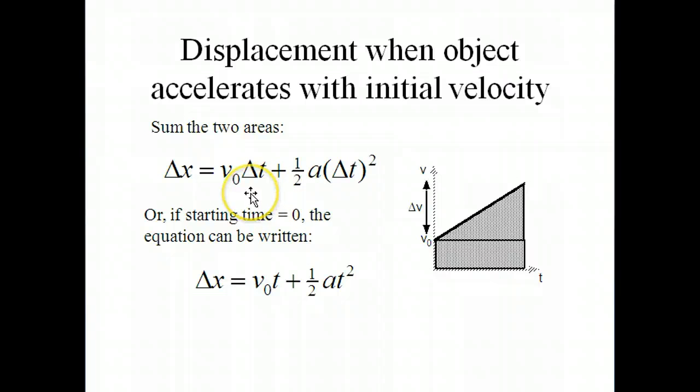This is the rectangle part, v sub o times delta t, plus the triangle part, 1/2 a times the time squared, delta t squared. If the starting time equals 0, the equation can be written as displacement equals initial velocity times time plus 1/2 times the acceleration times the time squared. The big change is that we just basically drop the deltas in front of the t's.